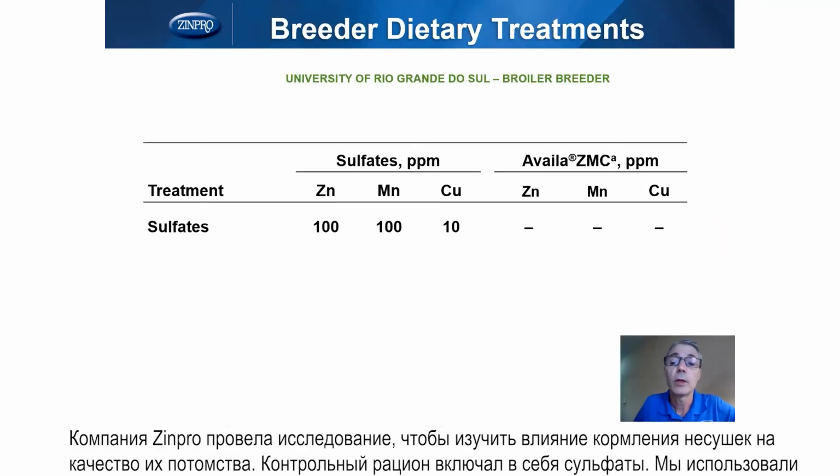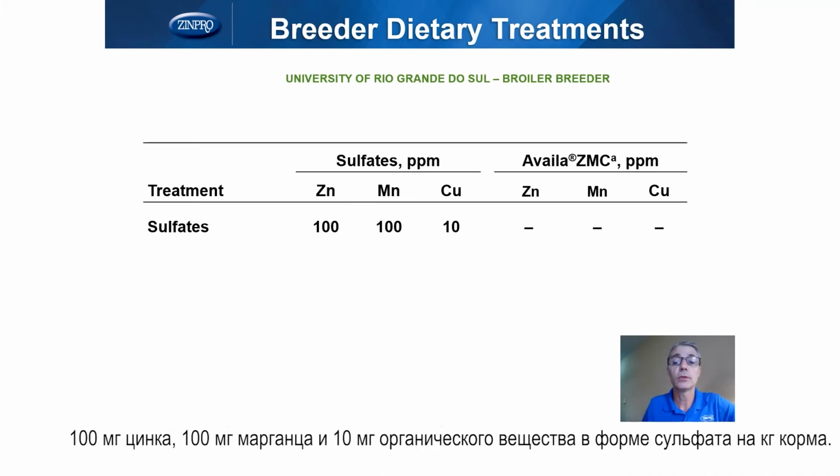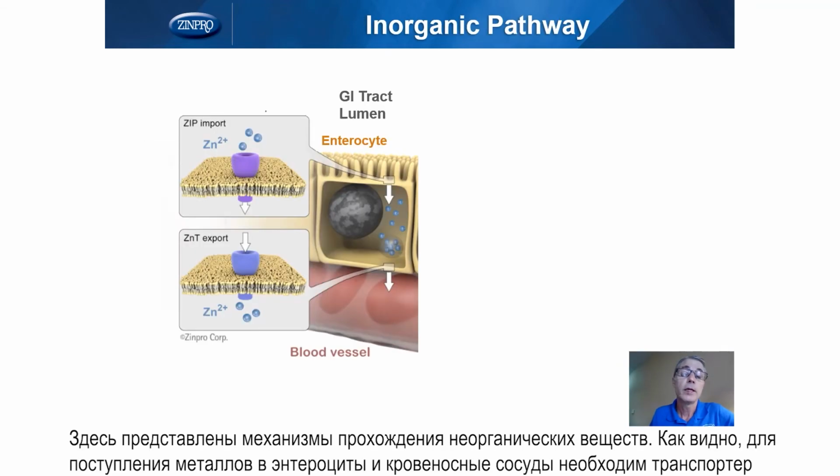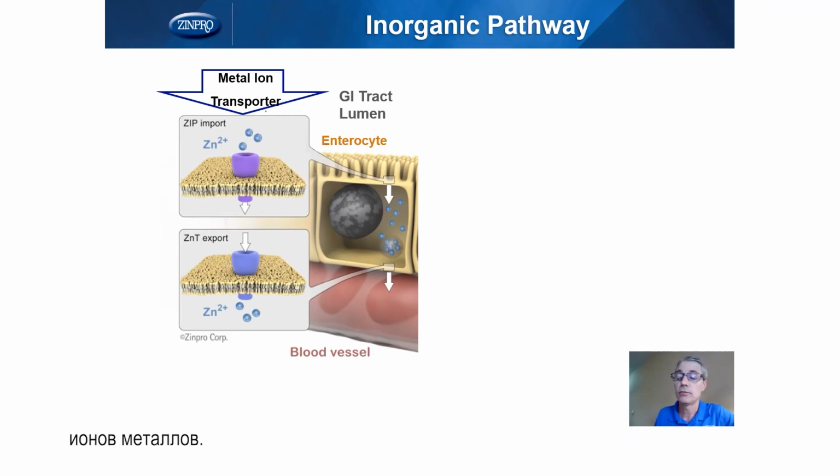Then Zinpro developed a trial to see the effect of breeder nutrition on the quality of the progeny, where we have sulfates as the control treatment. We have about 100 ppm for zinc, 100 for manganese, and 10 ppm for copper of the inorganic source as sulfate. And here, to illustrate, we have the inorganic pathway, where you can see that the metals need a metal ion transporter to get into the enterocyte and then pass into the blood vessels.